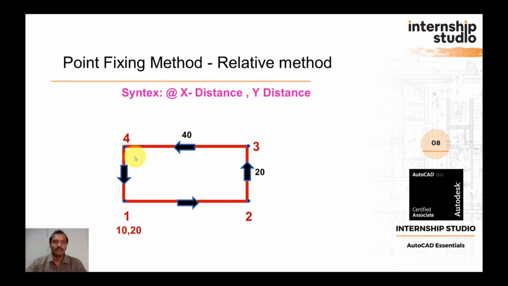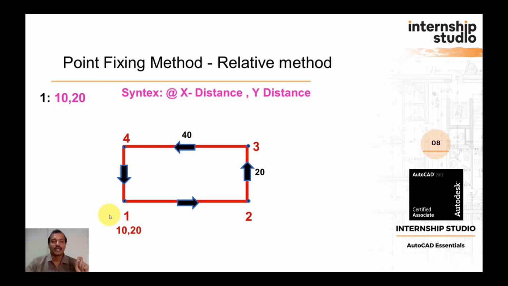Let me take the first point, 10, 20. As I said before, the relative method uses at the rate of x distance, y distance. Here I cannot use at. Why? Because if I'm going to use at the rate, I should have some point before that. This is my first point, and I don't have any point before it, so it must be an absolute point. So 10, 20.